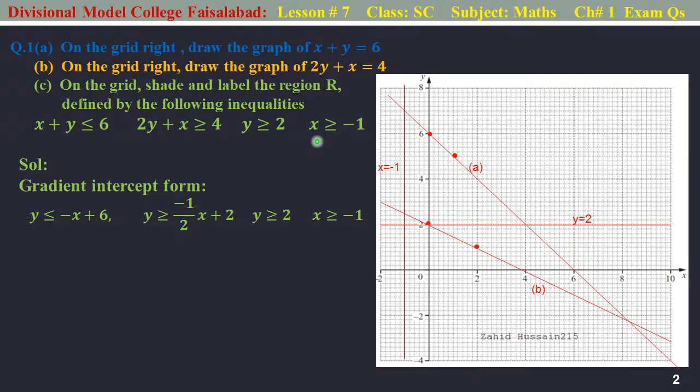Now in this case you are asked to shade the defined region. On the grid, shade and label the region R defined by the following inequalities. So we will first identify the defined region. The graph of this inequality is this line, and there is a less than or equal to sign. So it means the region below this line is the defined region, this whole region.